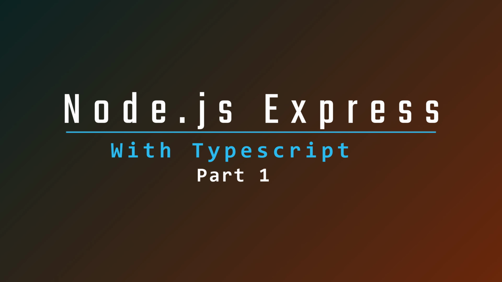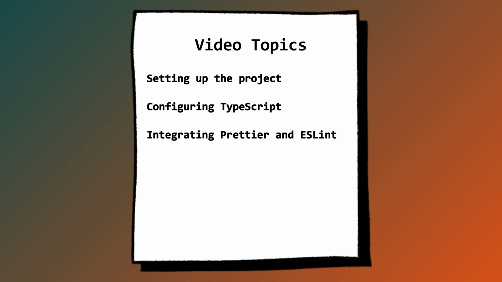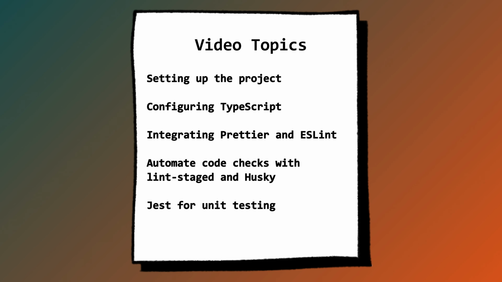In today's video, we'll set up a Node.js Express app with TypeScript. I'll guide you through setting up the project, configuring TypeScript, and integrating Prettier and ESLint to keep your code clean. We'll also automate code checks with lint-staged and Husky, and add Jest for unit testing. By the end, you will have a development environment that ensures your code is consistent, error-free, and fully tested before every commit. Let's get started.